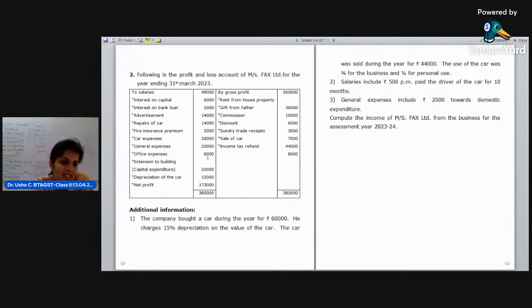They are given in bracket directly that it is a capital expenditure, so you need not break your head. Next, depreciation of the car, it is 12,000. Net profit, it is 1,73,000.